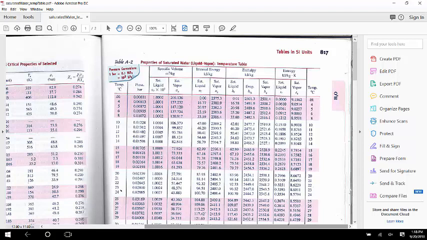There's also one of those where it's indexed by pressure. I guess I won't pull that one up, but these are just flipped, so you just go down to the pressure you want, and then you read the temperature that it has to be if it's at its saturation state.